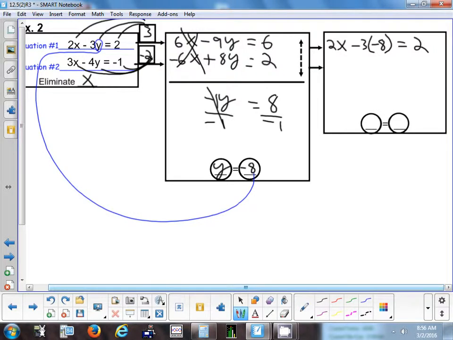All right, so I picked the top equation because I think the numbers are a little smaller. Well, most of them are. So I have 2x minus 3 times, we're going to fill in negative 8 for y, equals 2. Next step, we've got negative 3 times negative 8. Jalen, what's negative 3 times negative 8? It is positive. What's 3 times 8? 24.